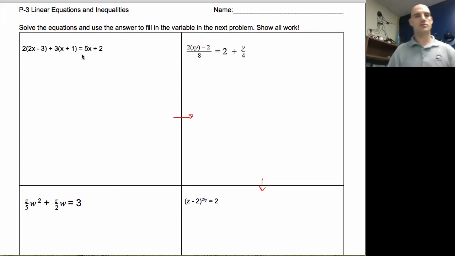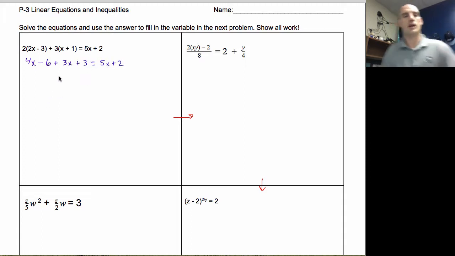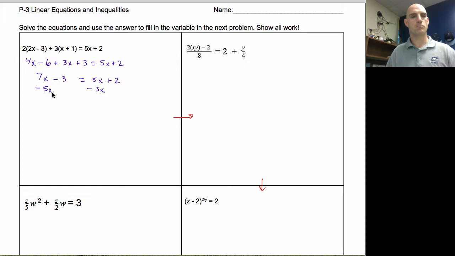In this first one, we're using distributive property to say 4x minus 6 plus 3x plus 3 is equal to 5x plus 2. Okay, then it's just a combining like terms problem. So I've got 7x minus 3 is equal to 5x plus 2. And I'm going to combine like terms. Minus 5x. 2x minus 3 is equal to 2. So plus 3, plus 3. So 2x is equal to 5. X is equal to 2.5.